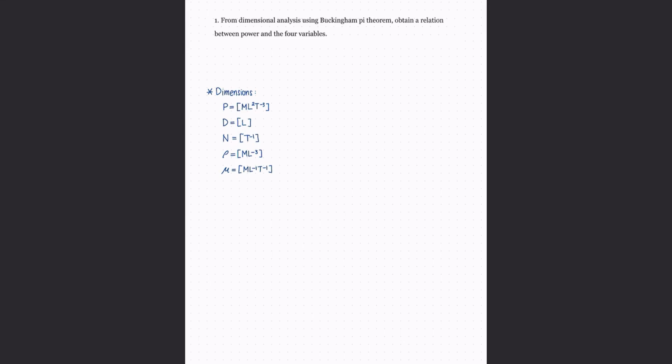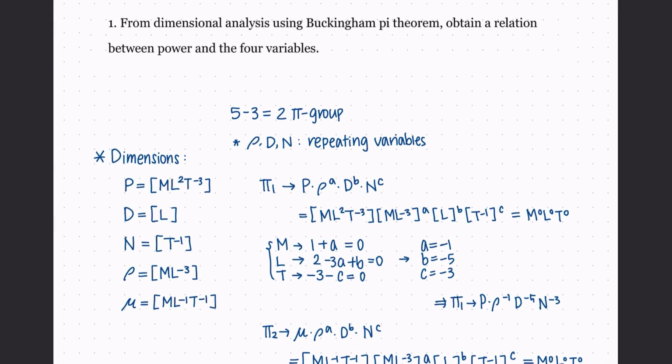For using Buckingham pi theorem, we can find the number of pi group by subtracting total number of variables by number of basic dimensions m, L, and T. In this case, it will be 5 minus 3, which is 2 pi group. We will assume that rho, D, and n are repeating variables.